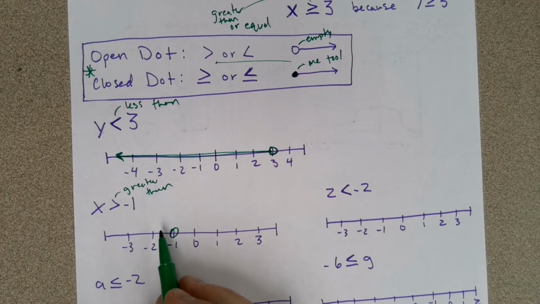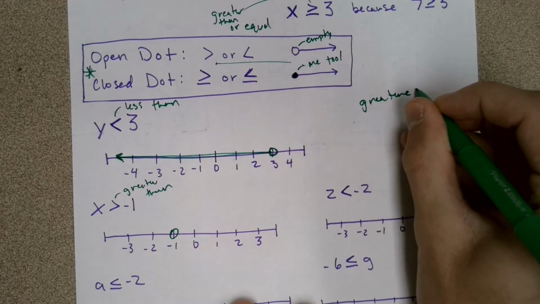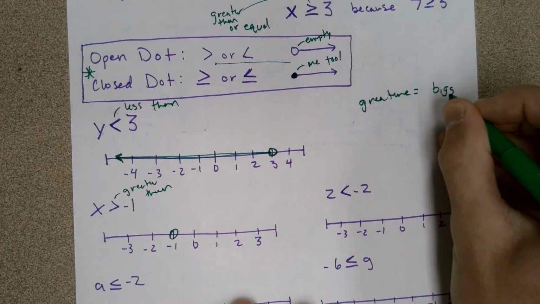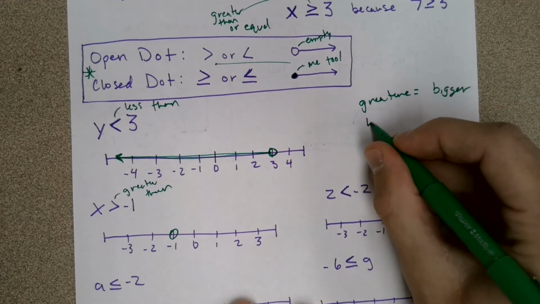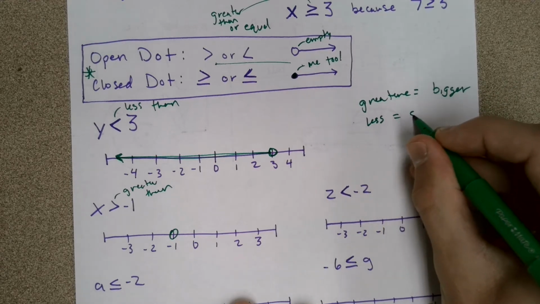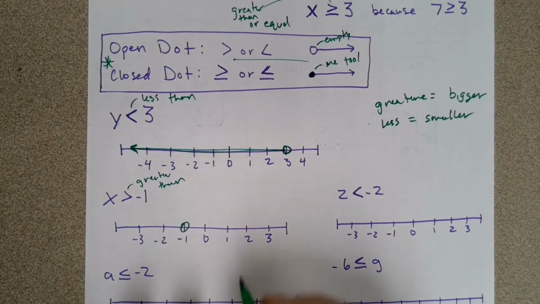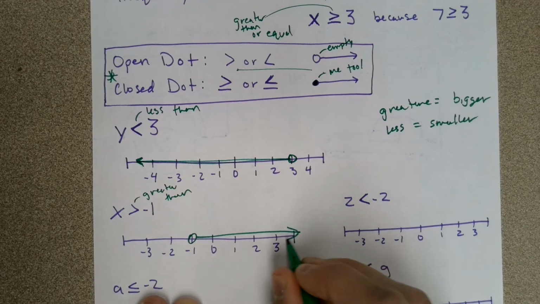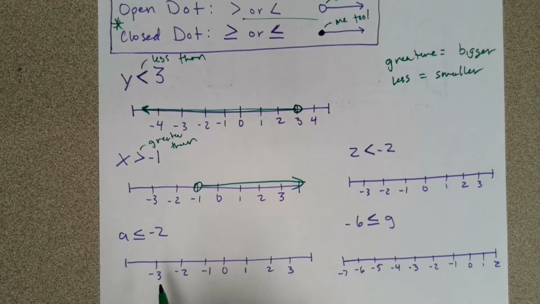X is greater than -1. I'm thinking greater than means it's bigger than. Greater than equals bigger than. I can even write that over here. Greater equals bigger. Less equals smaller. So I'm thinking x is greater than -1, it's got to be bigger. My arrow's going this way. I leave that open dot because we don't have an equal to sign. We're going to move on to this bottom one here.